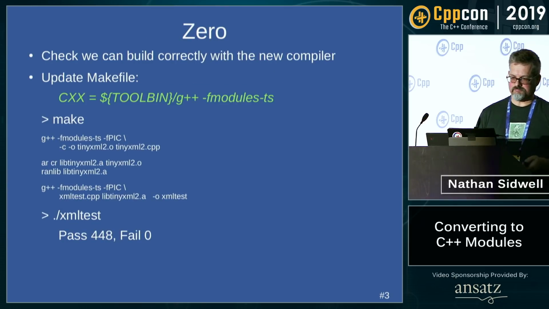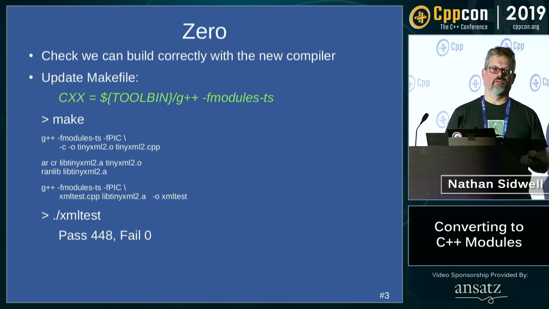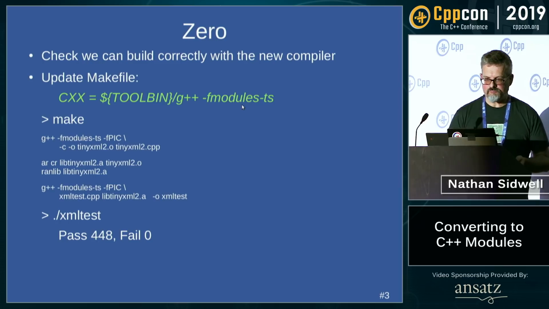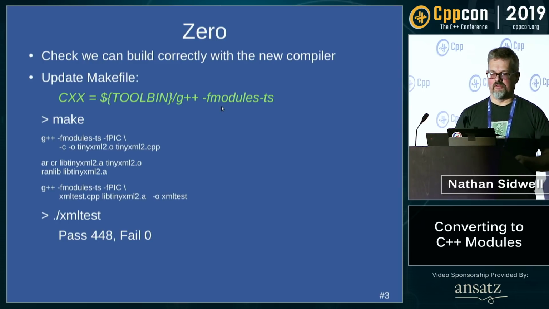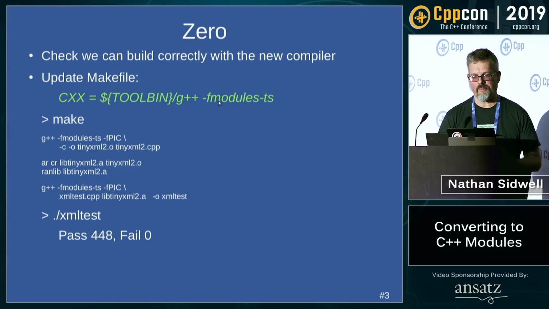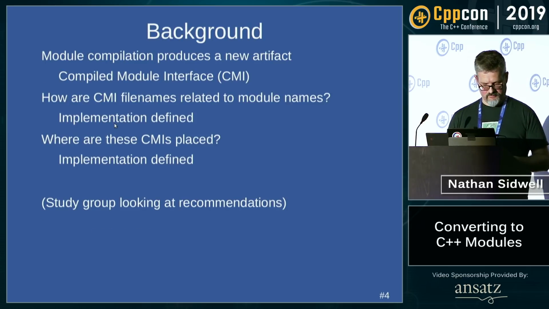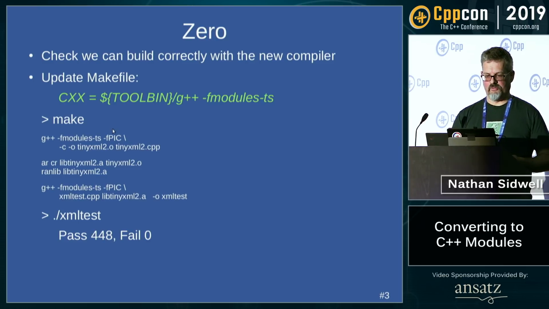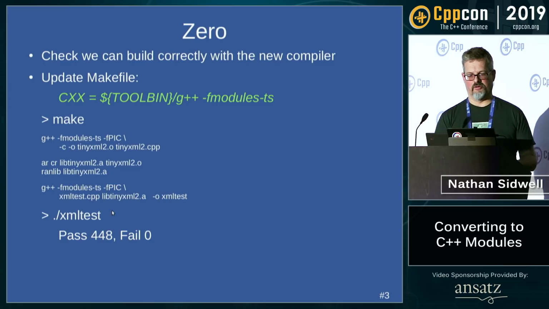So step 0. Let's make sure we can actually build it with the new compiler when it's unchanged. The only change that I made is adding this line into the makefile, pointing the CXX variable at my new compiler and turning on modules mode for it. Run make, and you get a number of build commands. It builds the library CPP file, turns it into a lib archive, builds the test program, runs the test program, all the tests pass, hooray, this compiler's not completely broken.